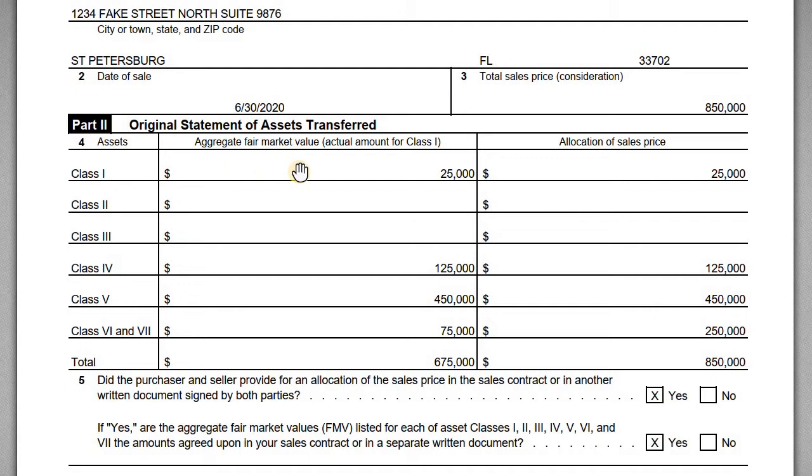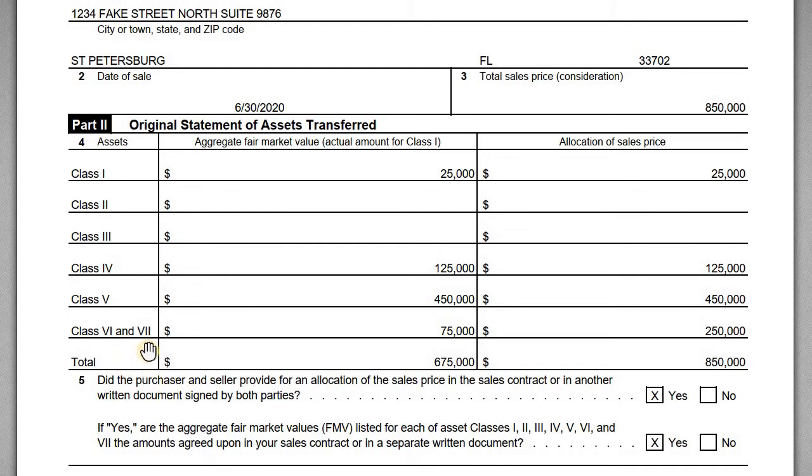Class 1 is cash, right? So we've got the $25,000 there. We didn't have any class 2 or 3 assets. These are things like publicly traded securities. You might have some receivables in there. Those fall within those classes, but we didn't have any of that. So class 4 was the next item we had, which is inventory. That was the $125,000. And then class 5 are depreciable tangible assets, so things like buildings, furniture and equipment, fixtures. So that's where we get the $450,000. Remember, the building was $400,000, and then $50,000 was the amount assigned to the furniture and fixtures.